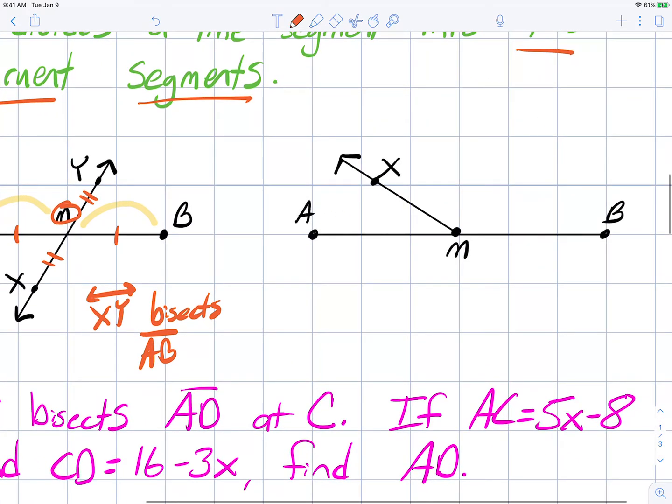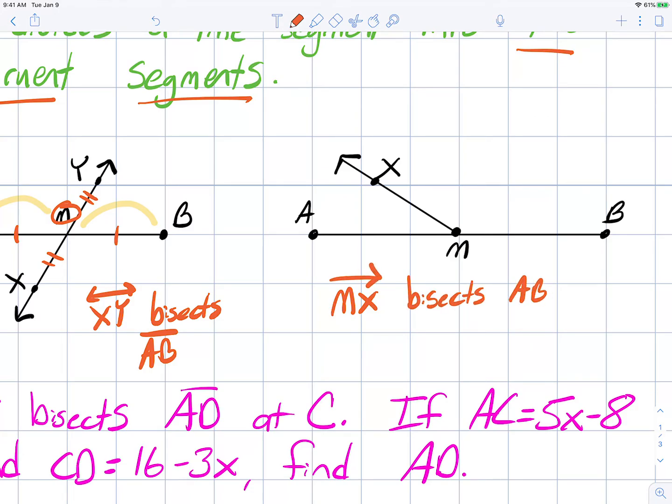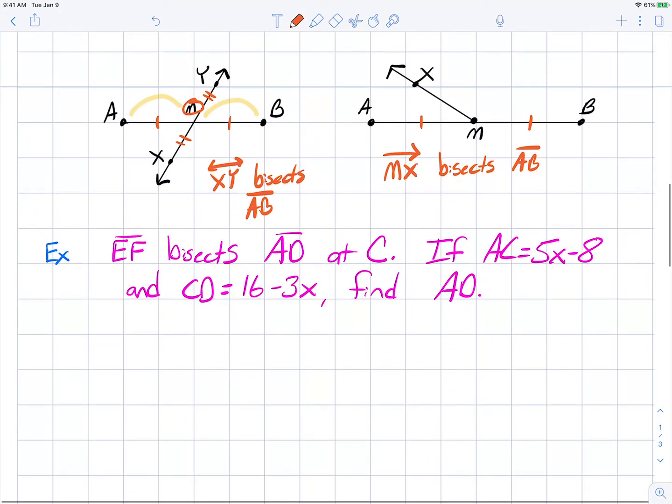So over here we have a ray that's actually bisecting segment AB. So MX is our ray, and it bisects segment AB. So A to M and M to B are congruent. Those are the same thing. So these ones do not have a picture.